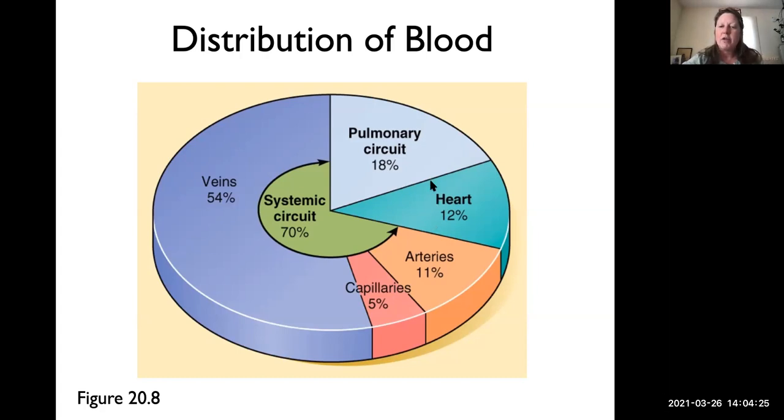So only about 12% of the blood in circulation is in your heart at any given moment in time. Your heart is not designed to hold blood. It's designed to push blood through. So we expect this number to be low. About 20% of the blood in circulation is in the pulmonary circuit, meaning it's either on the way to the lungs to get oxygen or it's on its way back from the lungs to be sent out to the body.